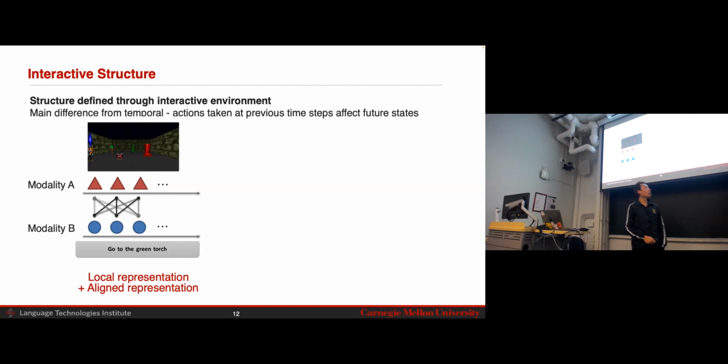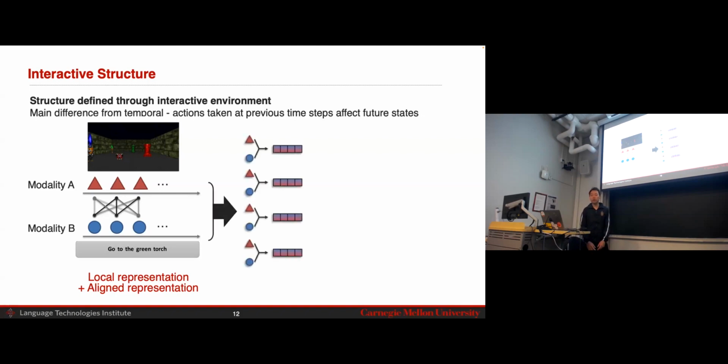As you can see, there are three big things necessary, right? You need to learn local representations. You need to understand what is green, and how that green word feature aligns and fuses with the occurrences of the green torch in the image. You need to learn aligned representations, such as understanding the entire sentence. What does it mean to go to the green torch? Because you might also get an instruction that says avoid the green torch or avoid the monsters.